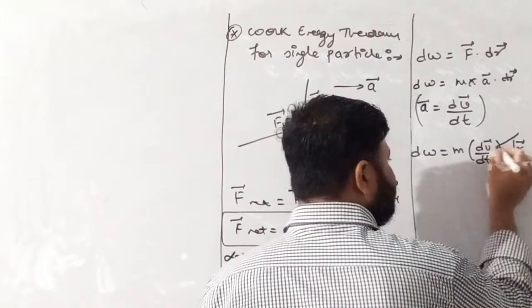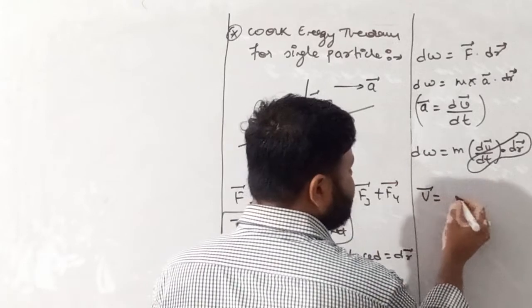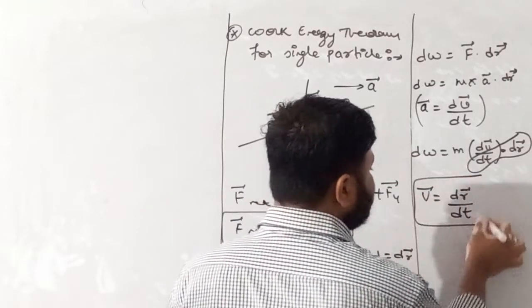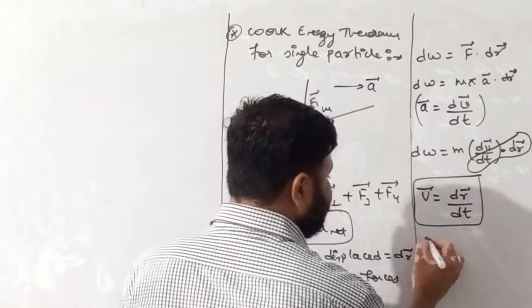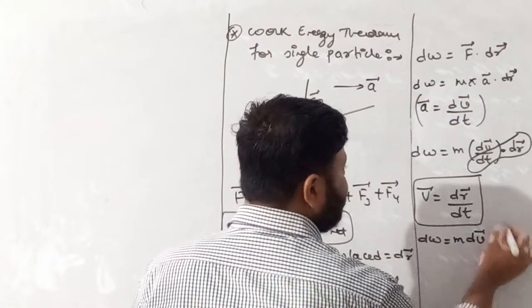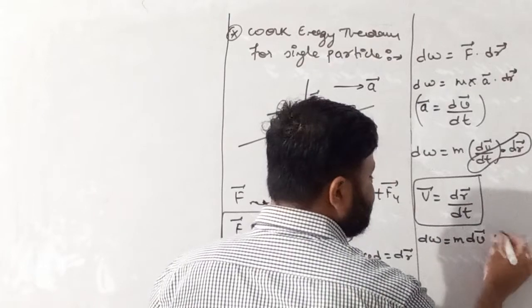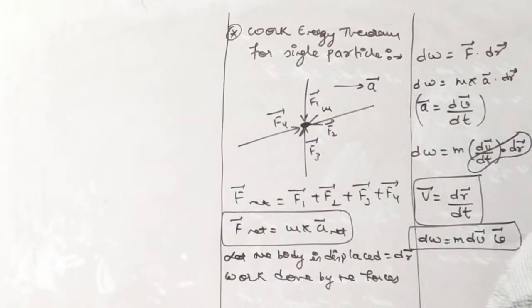Now see, this dr by dt can be written as velocity, because we know that velocity is nothing but change in position vector with respect to time, that is dr vector by dt. So we can write dW is equal to m dv vector into, instead of dr by dt, we can write v vector. This will give the value of work done. I hope you all are understanding.